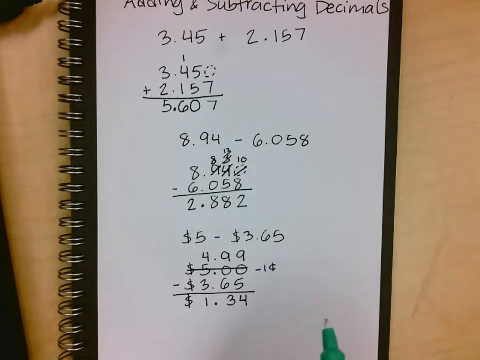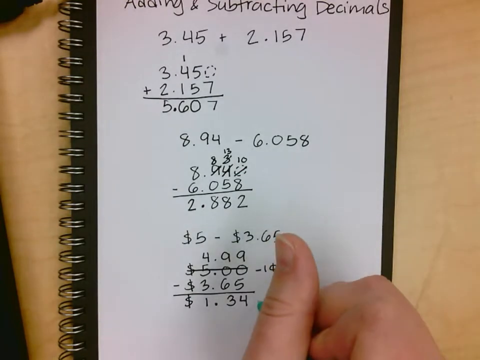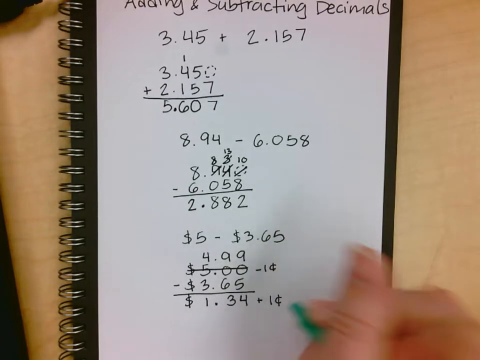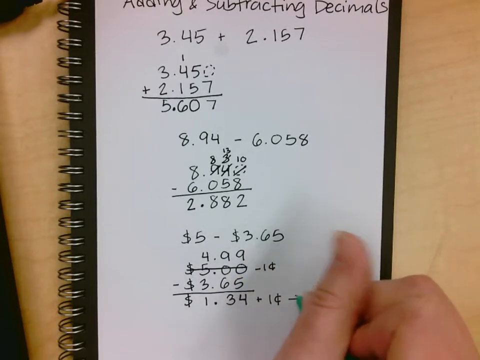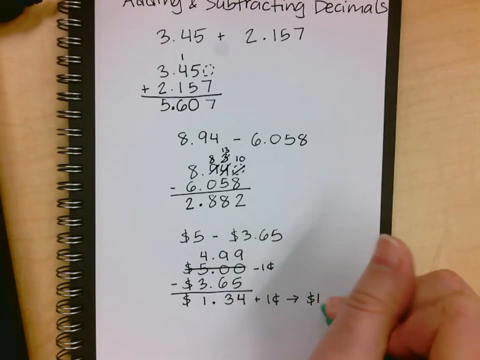So I have an answer, except because I took away a penny, I have to add it back at the end, and my answer is then $1.35.